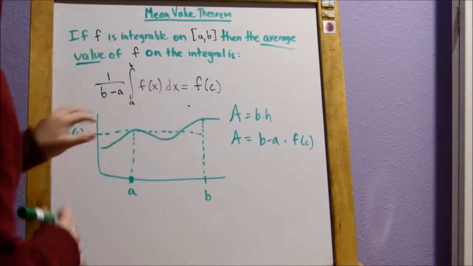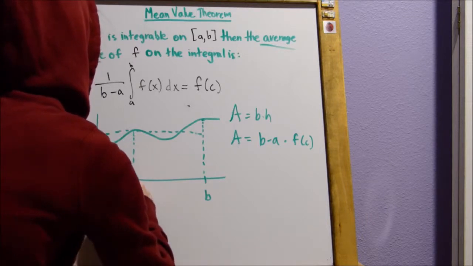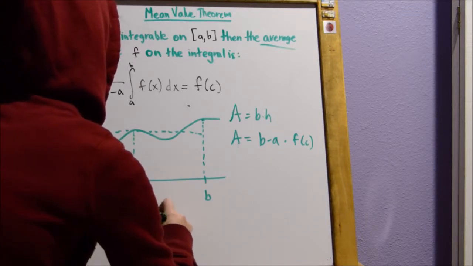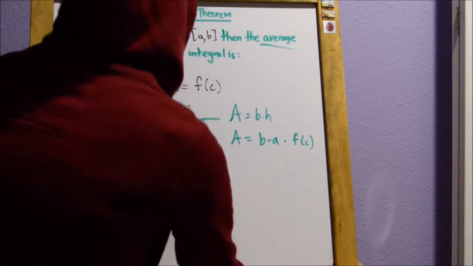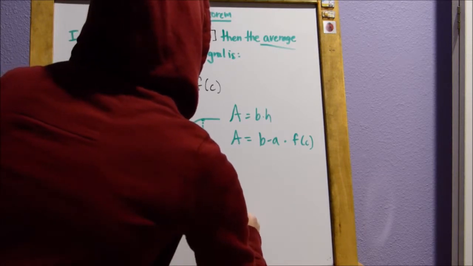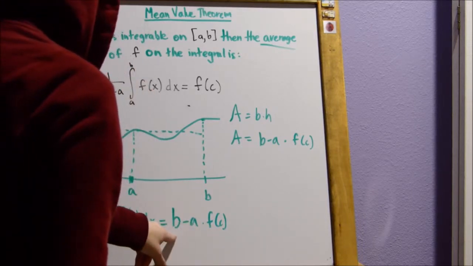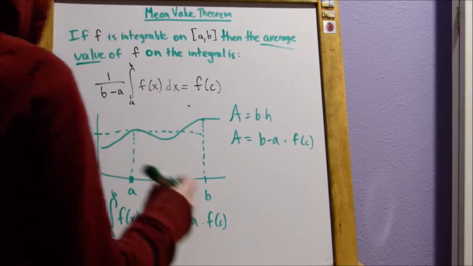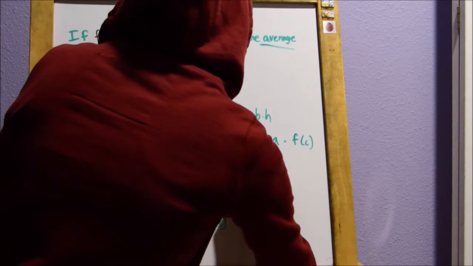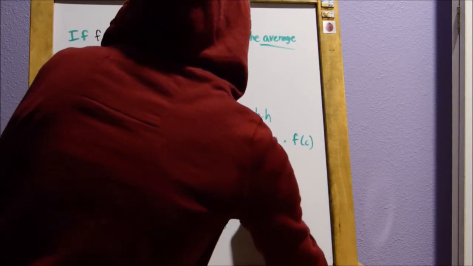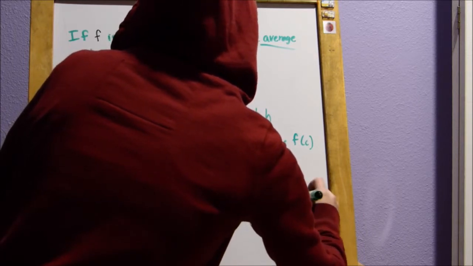Alright, so let's rewrite it and then solve it using that. What we're trying to find is this, and then we know that this is going to equal b minus a times f of c. Now, if we're trying to find this perfect height, we're going to divide by b minus a. The way you divide by b minus a is you multiply by 1 over b minus a. So you end up getting 1 over b minus a times the integral from a to b of f of x dx equals f of c.